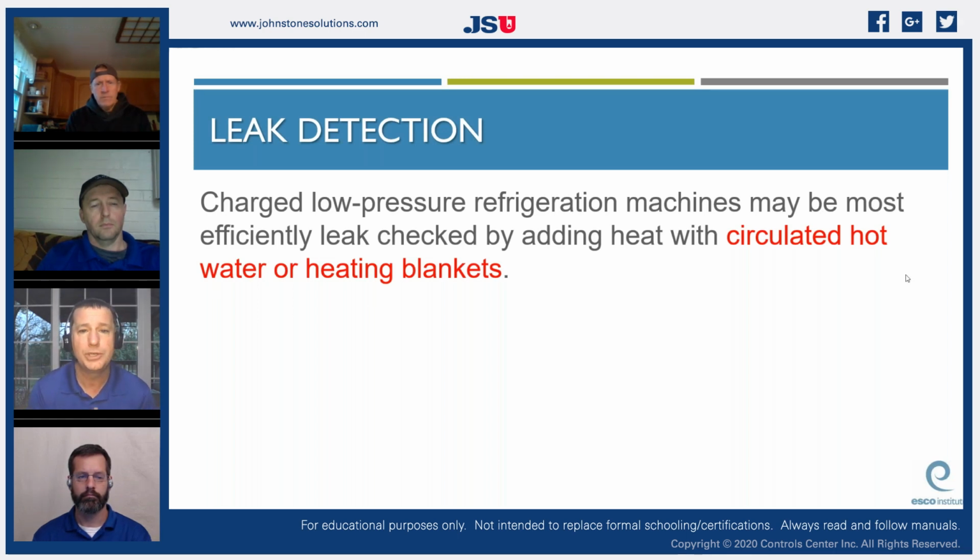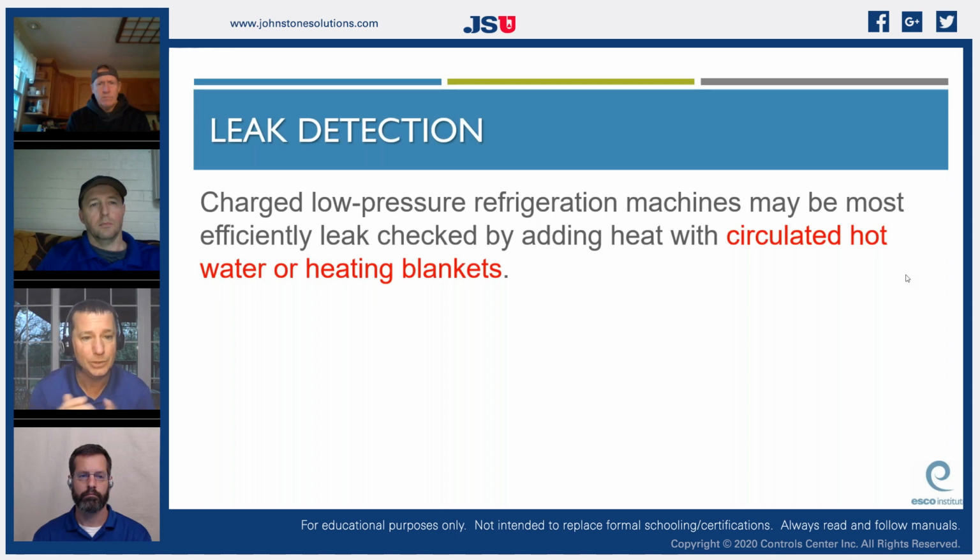These charged low pressure refrigeration machines may be most efficiently leak checked by adding heat with circulated hot water or blankets. That's typically what is done. Some of the more advanced systems will use regular heating blankets, and they're designed for these. The heating blanket just wraps around the tube and shell heat exchanger. We apply voltage to it and it warms it up so that we're not introducing any nitrogen into the system. We're using the refrigerant that is inside of the system already.